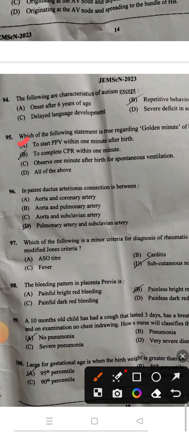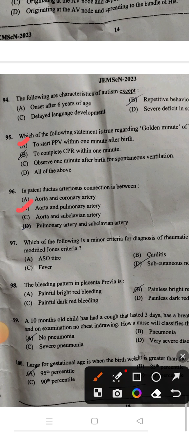Question number 96. In patent ductus arteriosus, the connection is between option A, aorta and coronary artery, option B, aorta and pulmonary artery, option C, aorta and subclavian artery, and option D, pulmonary artery and subclavian artery. The right answer is option B, aorta and pulmonary artery.